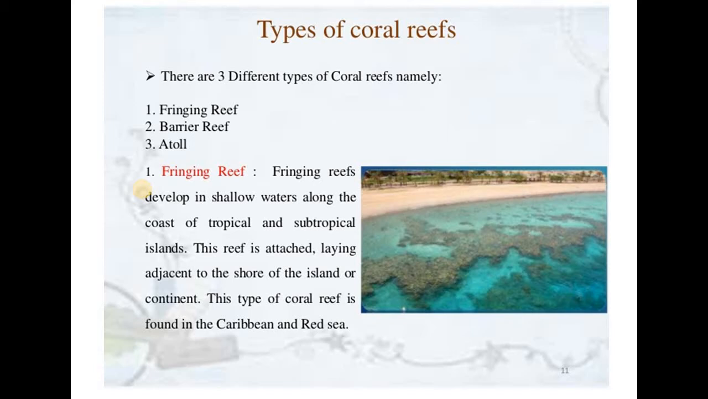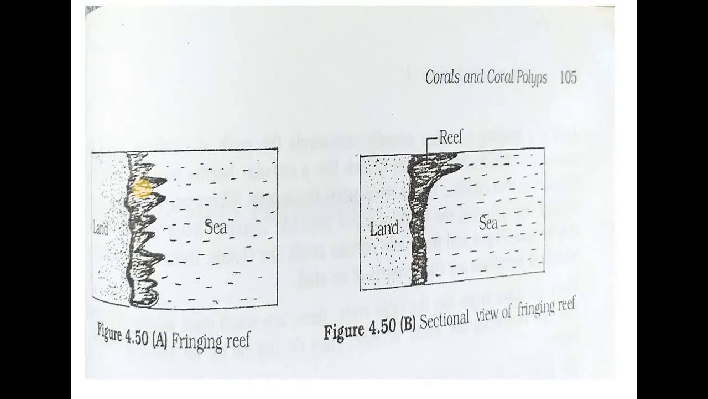You can see the diagram or the figure which shows the fringing reef. This develops in the shallow water along the coast of tropical and subtropical islands, and this reef is attached to or lying adjacent to the shore of the island or the continent. This type of coral reef is found in the Caribbean and Red Sea.